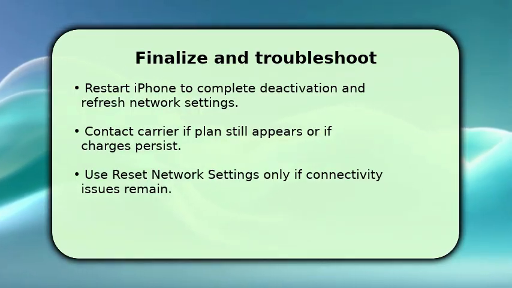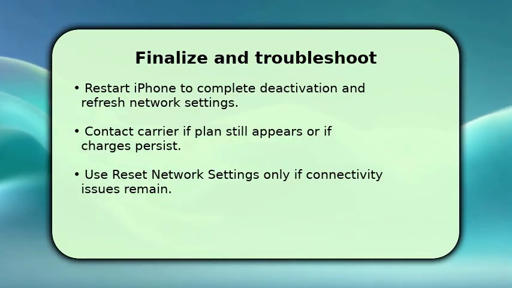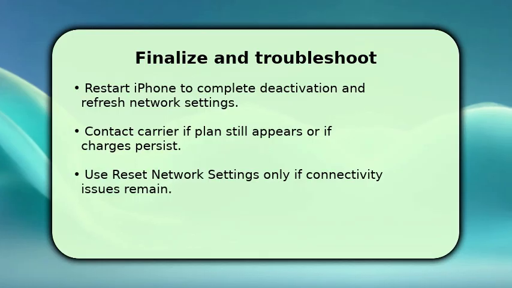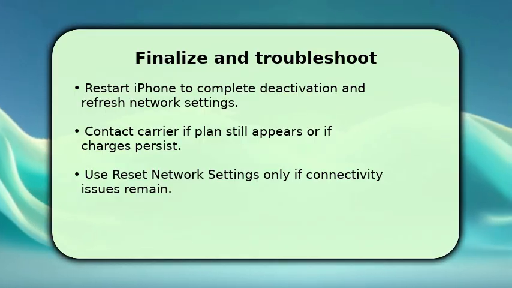If the eSIM still appears or you still receive service or billing, contact your carrier to cancel the subscription server side. Deletion on the phone doesn't always stop carrier billing. If you experience connectivity problems after removal, try Reset Network Settings, but be aware this clears Wi-Fi passwords, so save them first.